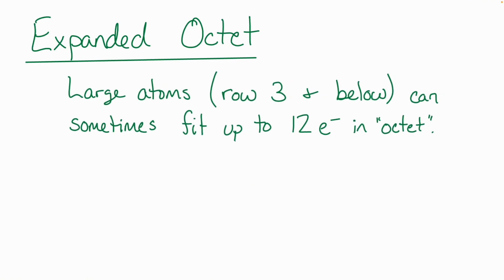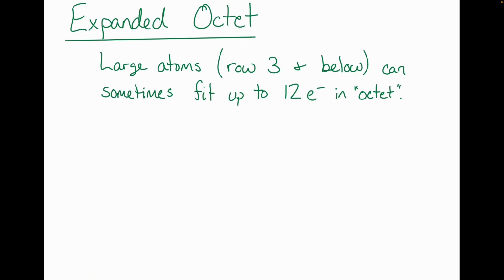All right? So let's just take a look. And the good news is that in terms of drawing these, you don't have any new set of rules here. We're just going to follow the same procedure that we've always followed. We're just going to have to see that when we have these larger atoms, we're not going to restrict them to that 8 rule. They can have up to 12. All right, so let's do 2 examples here.